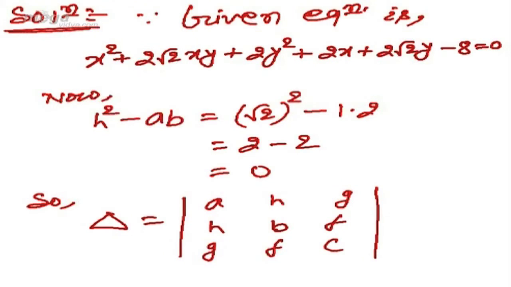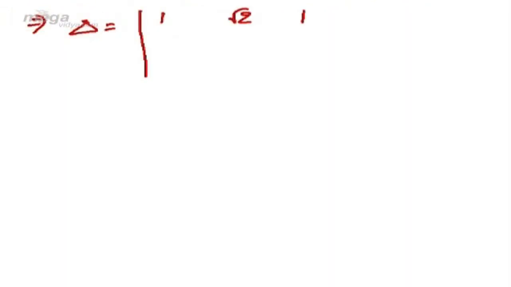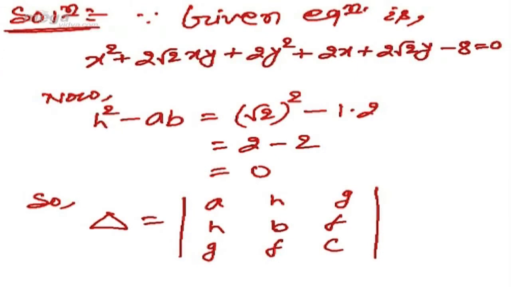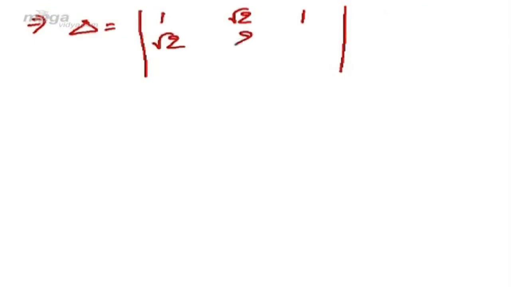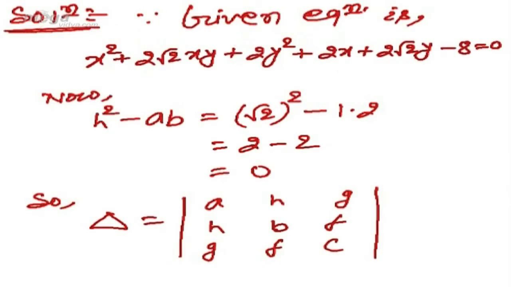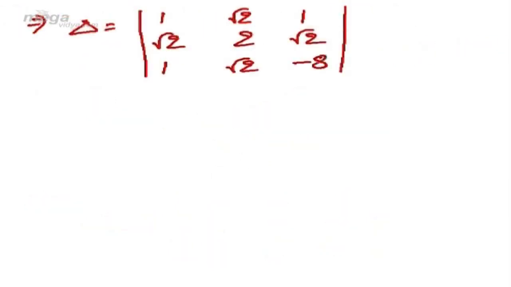Now we'll find this delta. Now we'll substitute each and everything. A h g, which is given here: a is 1, h is root 2, and g is also 1. So 1, root 2, 1. Then h b f: h is root 2, b is 2, f is root 2. So it will be root 2, 2, root 2. And then g f c: here g is 1, f is root 2, and c is minus 8. So 1, root 2, and minus 8.